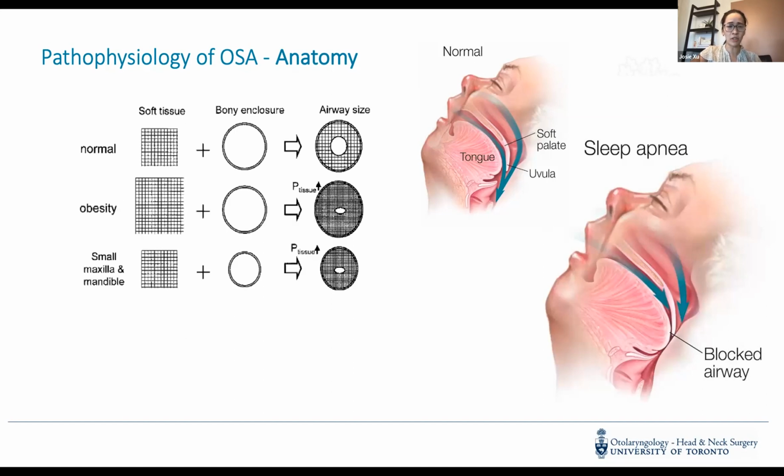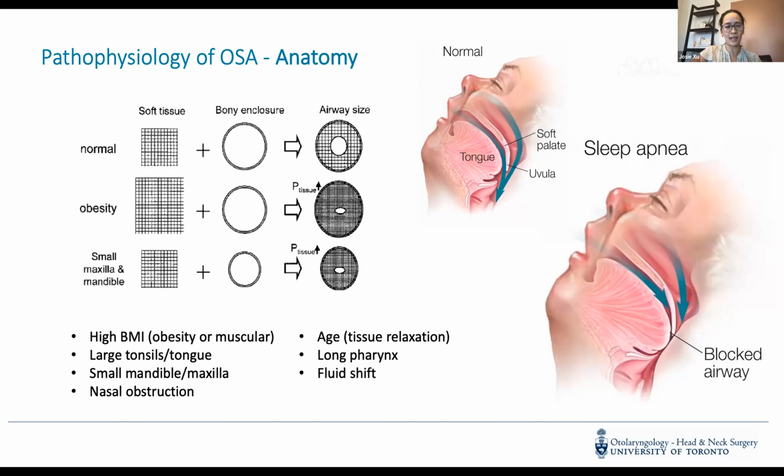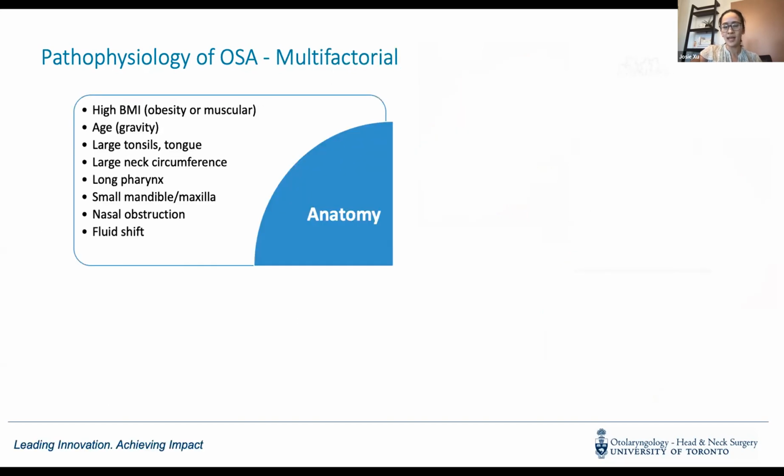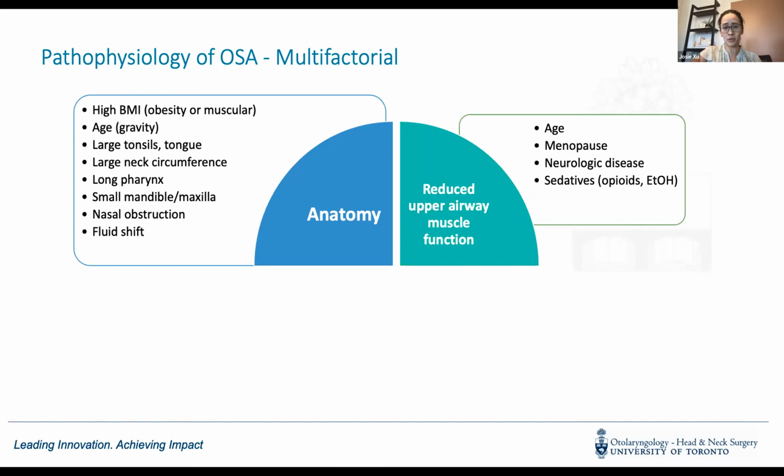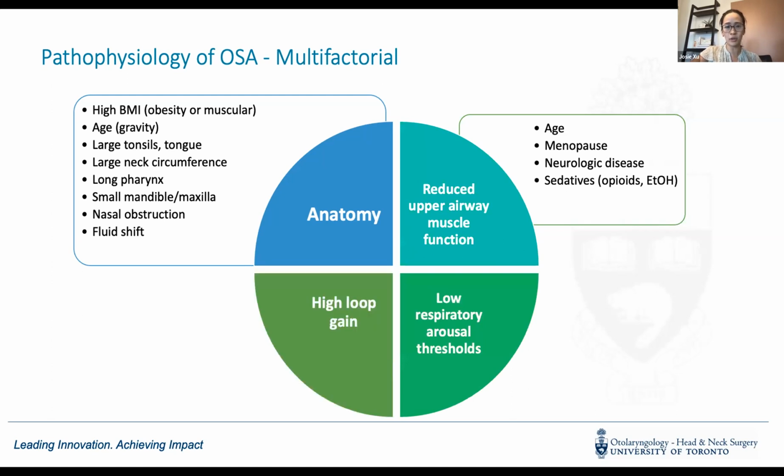So is it something where they have more soft tissue, for example, in obesity, where they have then a smaller airway, or do they have a small maxilla or mandible, then with an even normal amount of soft tissue, they can have a very restricted airway, and this can come in many forms. And as I mentioned, we all know that the pathophysiology of obstructive sleep apnea is multifactorial, but anatomy makes such a big component to it, in addition to reduced upper airway muscle function, low respiratory arousal thresholds, and high loop gain. And these are areas that I'm not as much of an expert on, and why we need to continue to work together with my sleep medicine colleagues to see how each patient is impacted by the many facets of OSA.